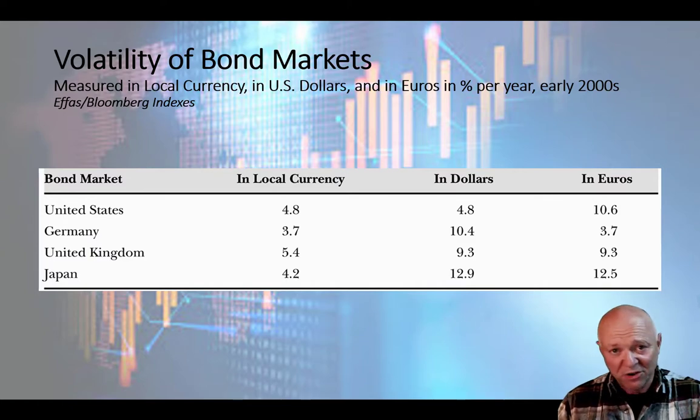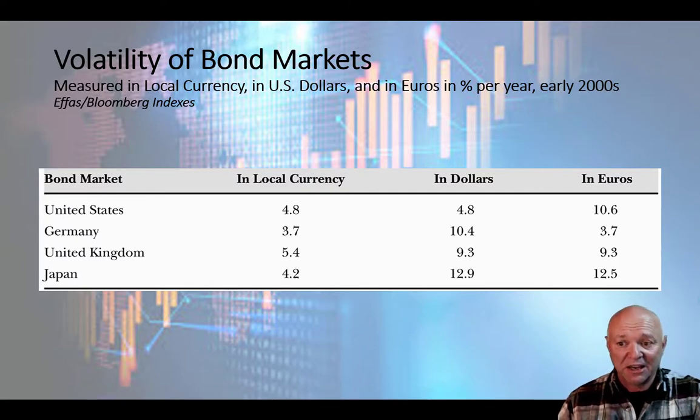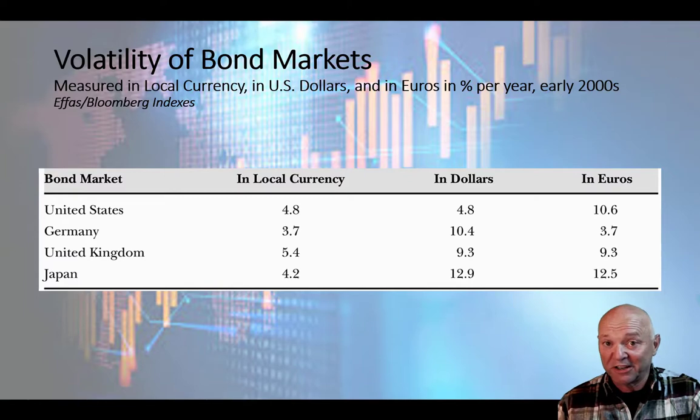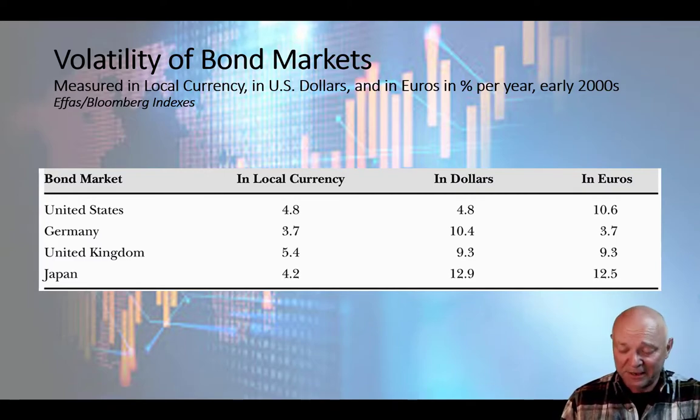But if you're an American investor investing in dollars in another country other than the United States, you can see that volatility is much greater because you have the combined effect of the volatility of the underlying investments plus currency. A U.S. investment in Germany in euros could have a volatility of 10.4. In the United Kingdom, 9.3. In Japan, 12.9. Or if you're looking at a German investor who's investing in euros in the United States, a correspondingly equal, well, similar anyway, level of volatility, 10.6 in the United States, 9.3 in pounds in the United Kingdom, and 12.5 in Japan.